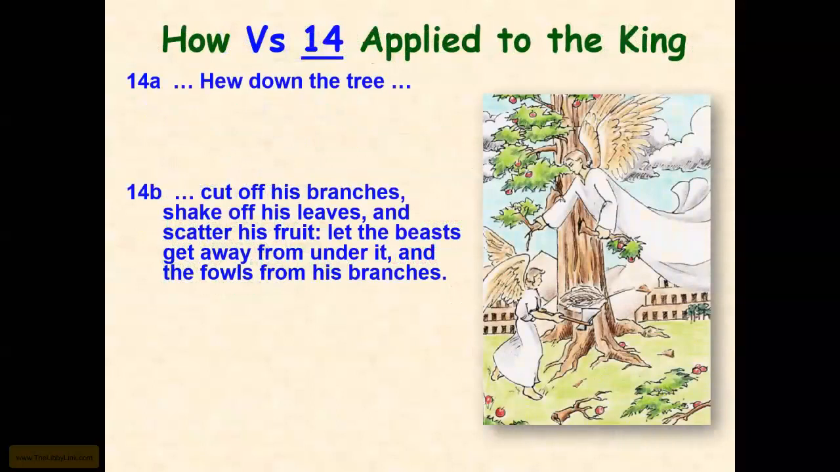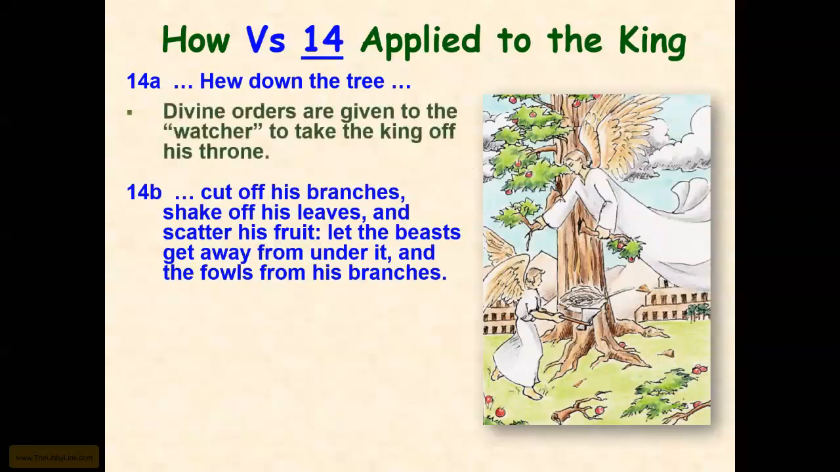How verse 14 applied to the king. Hew down the tree. Divine orders are given to the watcher to take the king off his throne. Why? Because the king's pride came before the care of his subjects. Cut off his branches, shake off his leaves, and scatter his fruit. Let the beasts get away from under it, and the fowls from his branches.